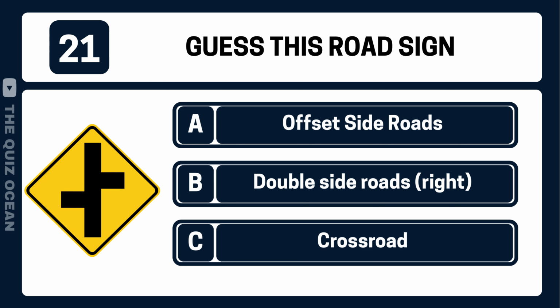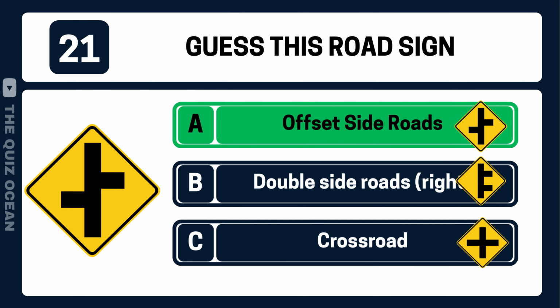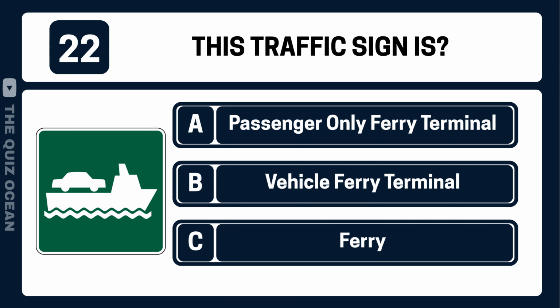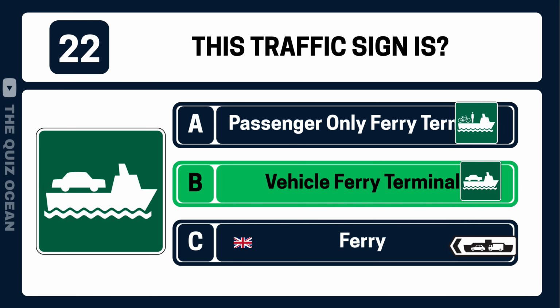Guess this road sign. Exactly. This is the offset side road sign. This traffic sign is? Good observation. This is the vehicle ferry terminal sign.